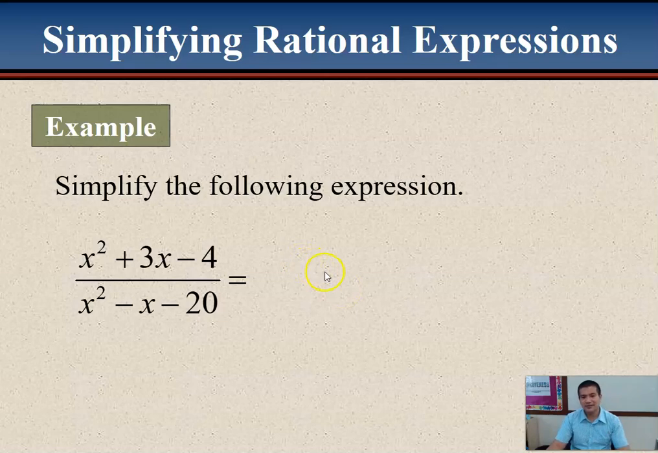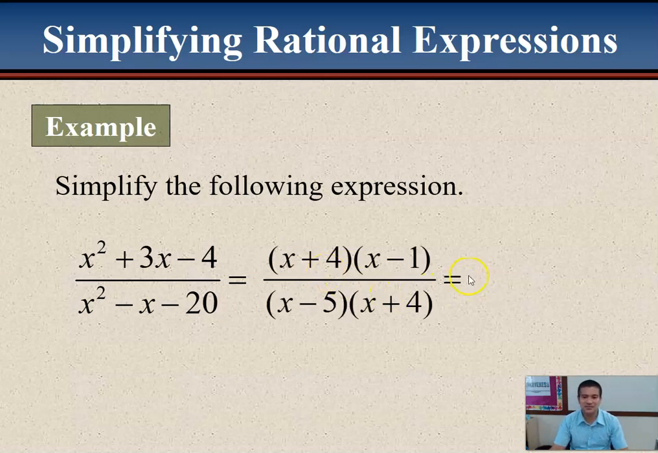So therefore the factors are x plus 4 times x minus 1 over the factor of x squared minus x minus 20, which is equal to x minus 5 times x plus 4. The common factor to be eliminated is x plus 4. So therefore we will now have x minus 1 over x minus 5.